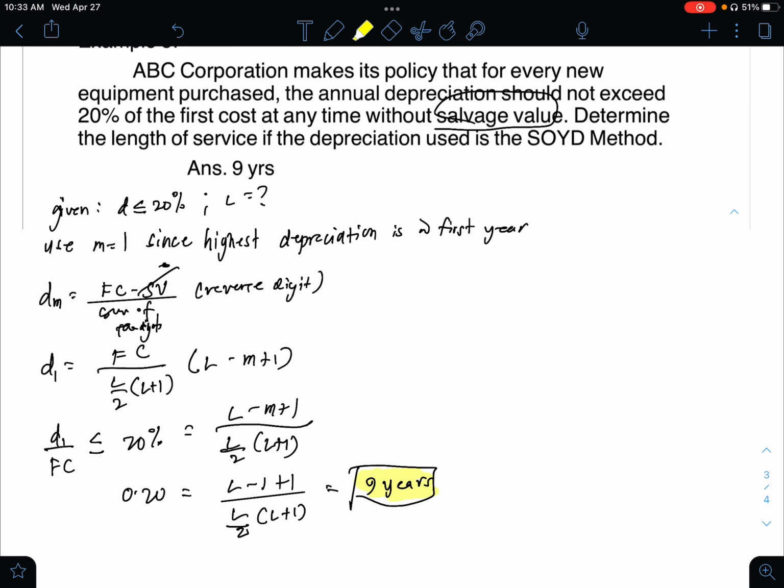Okay, so yeah, those are some of the examples for the sum of the years digit method. So if you have any questions, please do ask me questions.